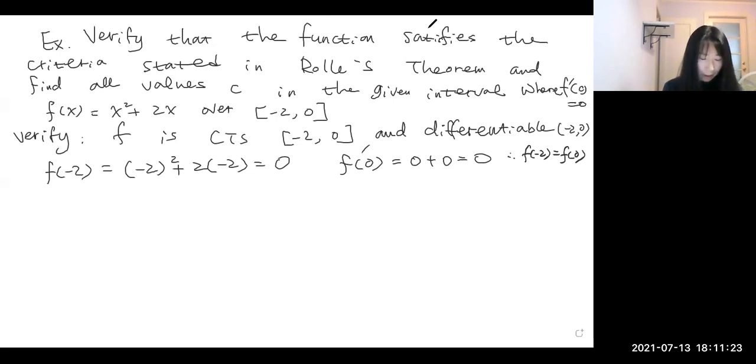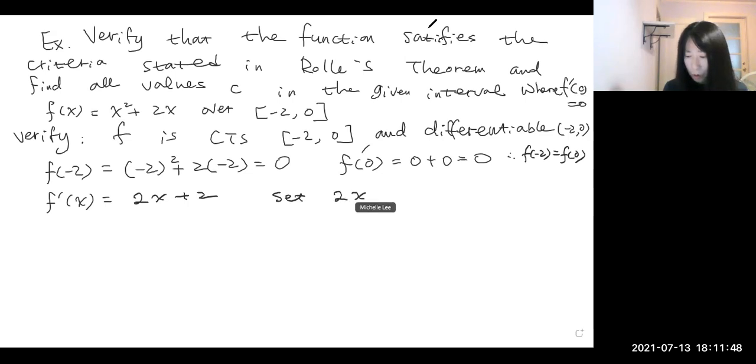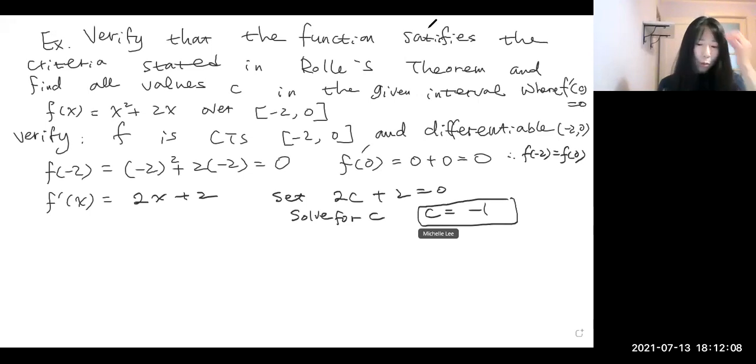So look, we're gonna find f prime of x in this case. So can you please do that? 2x plus 2. 2x plus 2, excellent. Now, let us set 2c plus 2 equal to 0. I change x to c. Now, solve for c, what do you get? -1. -1. So c is -1.